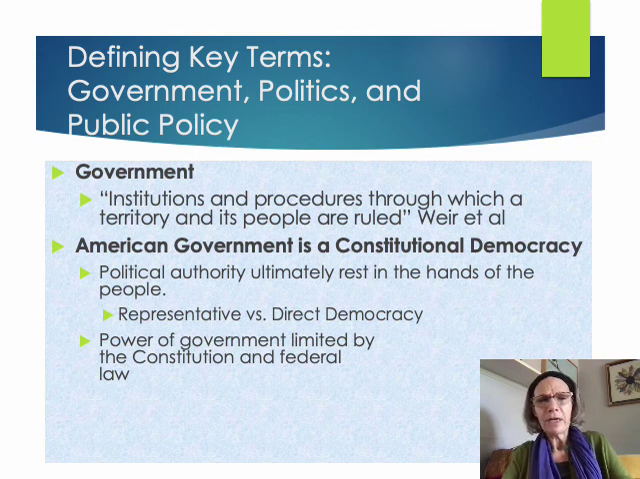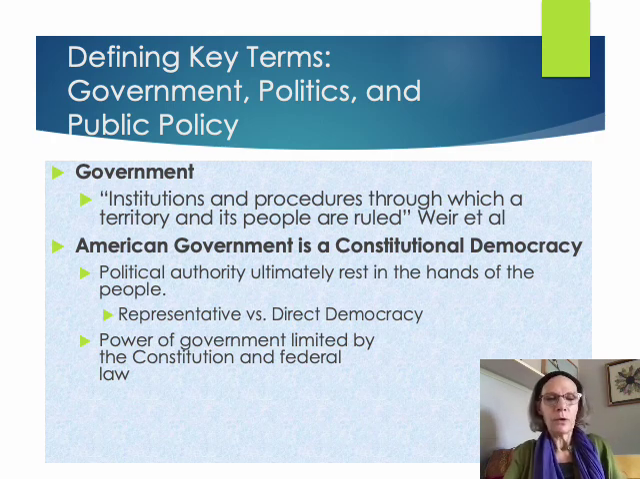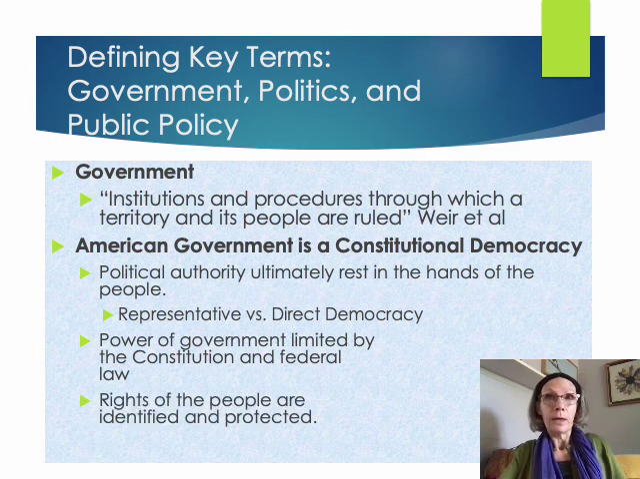The other part of that definition is that we're a constitutional democracy. What that means is that power is really limited in the United States. The power of the United States government is limited by the United States Constitution and also federal law, which is the supreme law of the land. So we have a government, but it's really constrained in terms of the powers that it can engage in and the actions that it can take. It's constrained by the Constitution. Government can't do it unless it's in the United States Constitution.